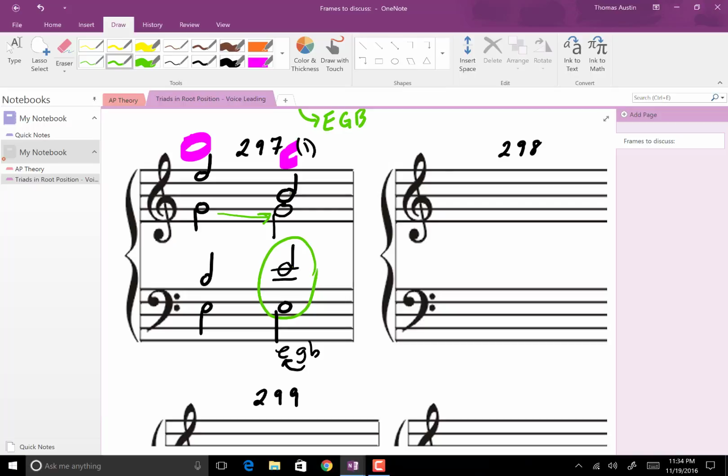Okay. Moving on to frame 298. This is what our triad looks like in an SATB setting. And you were asked to find the error with the part writing. So what you can do, if you need to, on a need basis only, is to do what I'm doing.